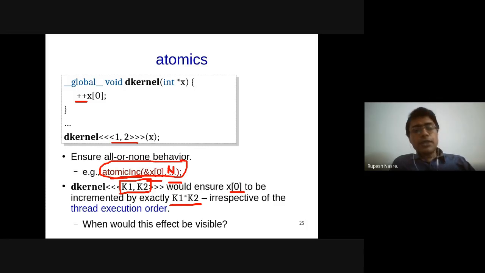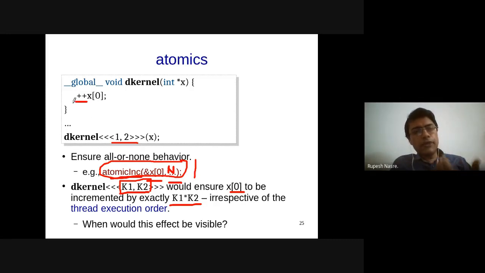So our question was, when would this effect that the value of x of 0 is K1 into K2, when will that be visible? Venkat said that it will be visible when the entire kernel has finished, right? Is there any place before that when this value could be seen? So when the last thread, that is K1 into K2 thread, it could be thread 0 also or thread 100 also, whatever. Whenever that last thread finishes its atomic increment, at that time the value will be visible.